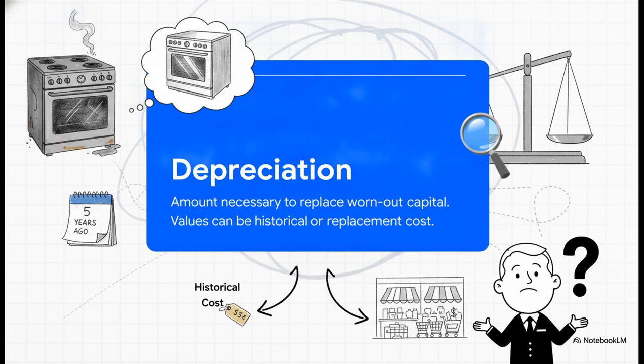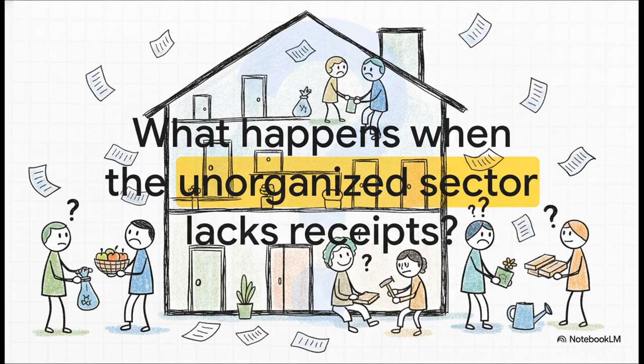There isn't always a perfect answer here, which makes our job as auditors pretty tough. Which brings us to perhaps the most frustrating part of auditing this giant house. Think about all the informal trades happening. What happens to our audit when family members in the unorganized sector just don't keep their daily receipts?